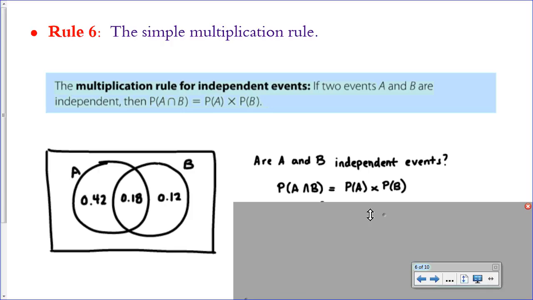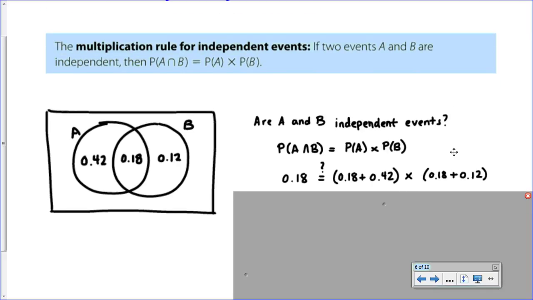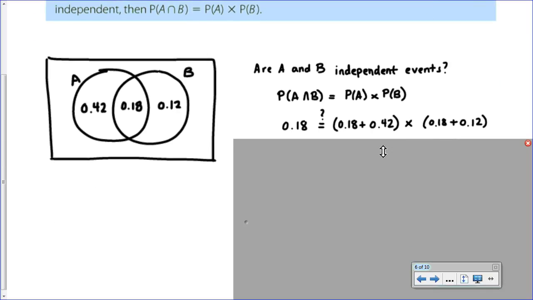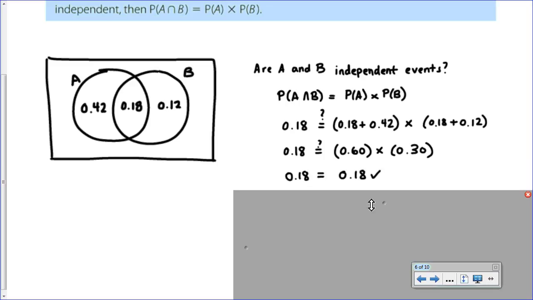So are they independent? Here's the formula that we're going to use to check it. I put a little question mark over the equal sign because what I'm trying to determine is if the intersection probability, which is 0.18, is indeed equal to the product of A times B. So I have to set up this equation and see if it comes out equal on the left and right. If I simplify A and B, it comes out to 0.6 and 0.3. And when I multiply 0.6 times 0.3, I do get 0.18. So A and B in this picture are independent.